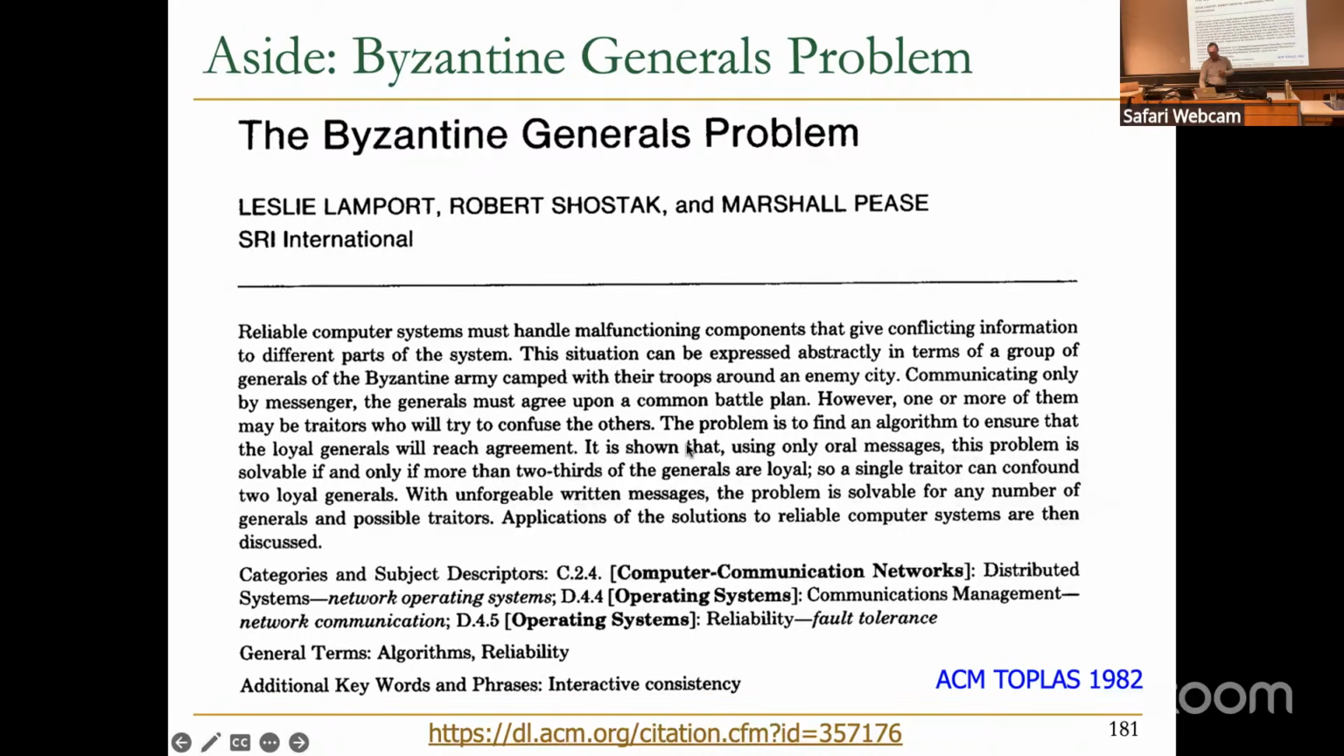It is shown that using only oral messages, this problem is solvable if and only if more than 2/3 of the generals are loyal, meaning they're not traitors. So a single traitor can confound two loyal generals. With unforgeable written messages, the problem is solvable for any number of generals and possible traitors. Blah, blah. So you can read it. There's a lot of work in dependable systems area on Byzantine fault tolerance and trying to reduce the cost that was discussed over here if more than 2/3 of the generals are loyal.